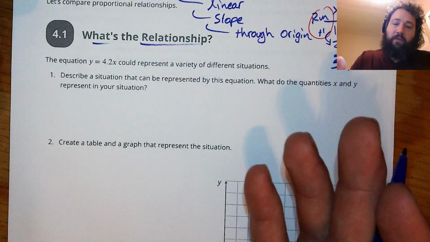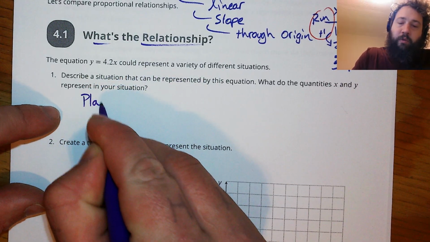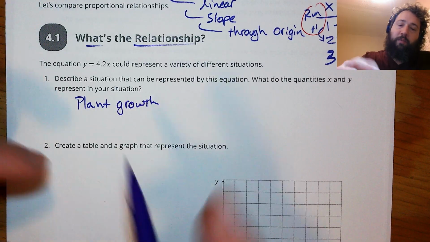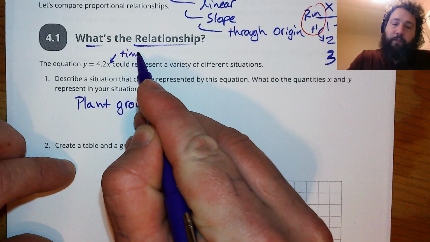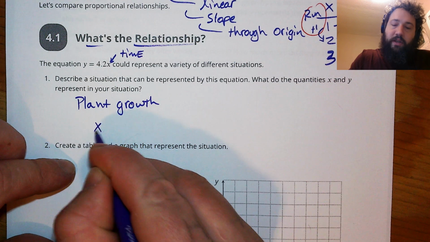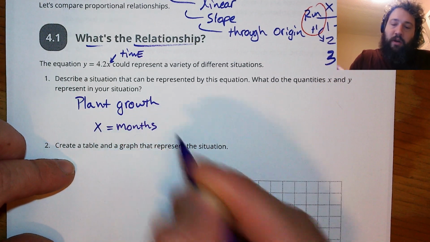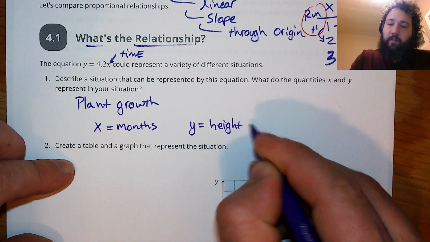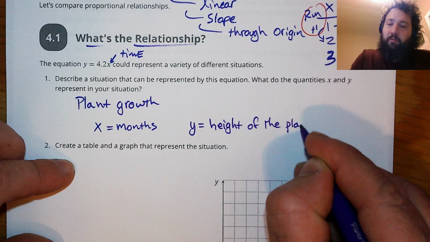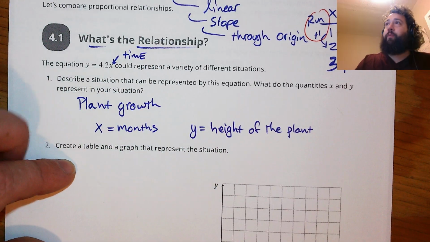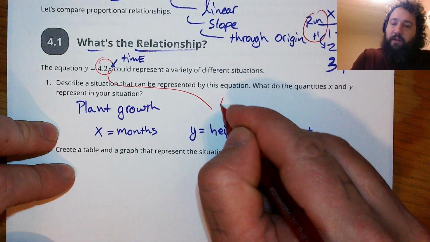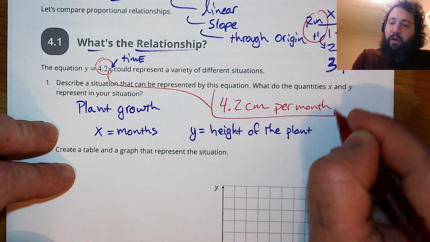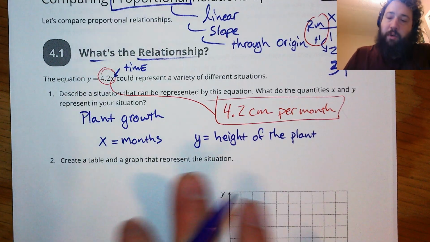Well, in this way, let's think of a story. We're growing some plants, plant growth, and we could think of plant growth after some time. So maybe x could be my time. So let's say x is every month. So I could say x equals months, and then y could equal the height of the plant. And then that would mean that this 4.2, let's just say it's 4.2 centimeters per month. So each month I'm going to be adding 4.2 centimeters.